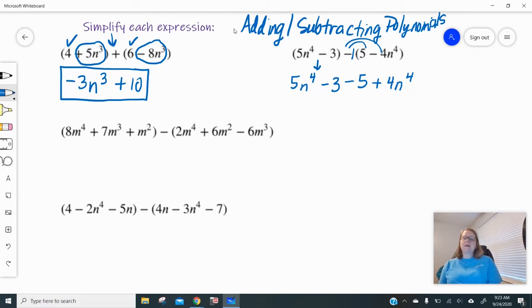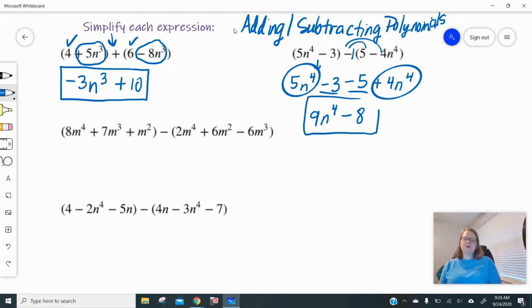All right. And now we're back to exactly what we did on the first problem, and we're just going to combine like terms. So I see an n to the fourth here and an n to the fourth here. So 5 plus 4 is 9. So 9 n to the fourth. And -3 and -5 is -8.